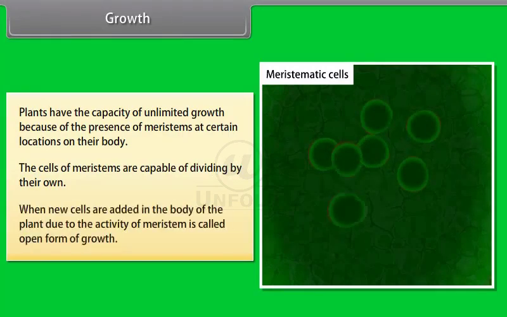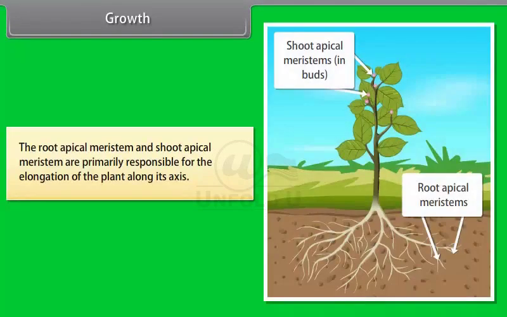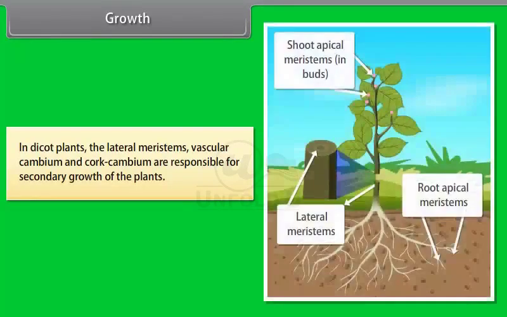When new cells are added in the body of the plant due to the activity of meristem, it is called open form of growth. The root apical meristem and shoot apical meristem are primarily responsible for the elongation of the plant along its axis. In dicot plants, the lateral meristems, vascular cambium, and cork cambium are responsible for secondary growth of the plants. Growth is measurable.